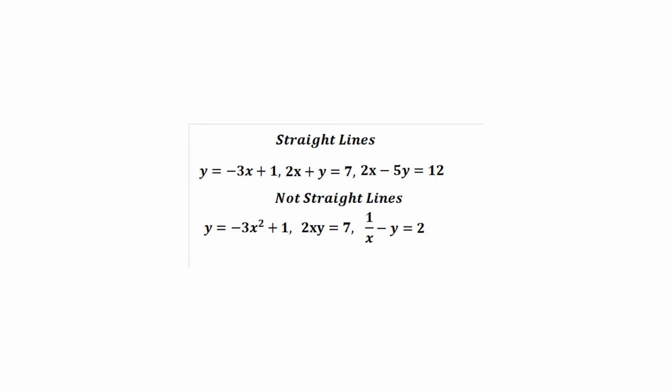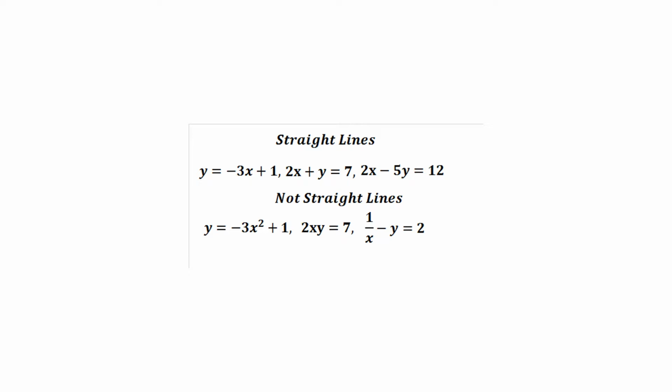Here we have some examples of straight lines, and y is equal to -3x plus 1. That's an equation that represents a straight line, and it's in the form y is equal to mx plus b. The same for 2x plus y equals 7. It can be put in the form y is equal to mx plus b, and the same for 2x minus 5y is 12. Notice that each one of these has an x and a y, and they're separated.